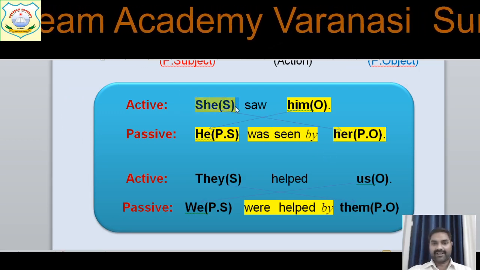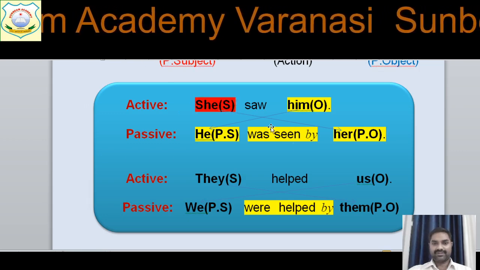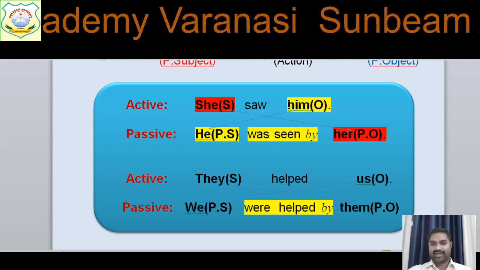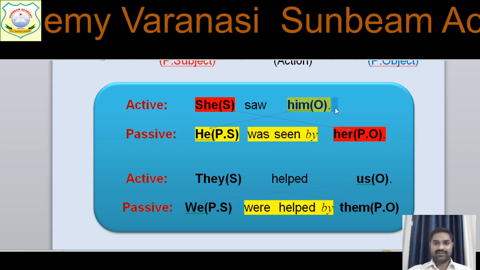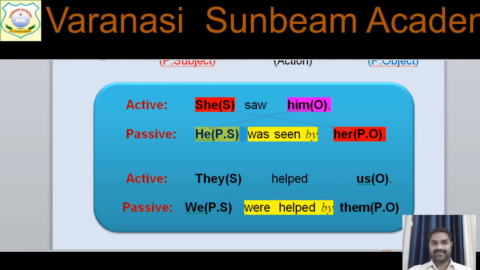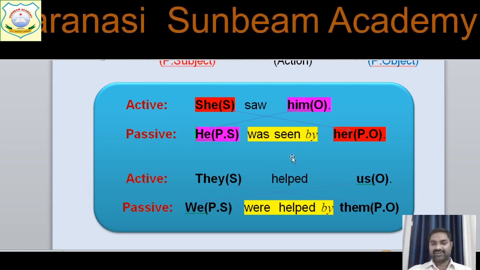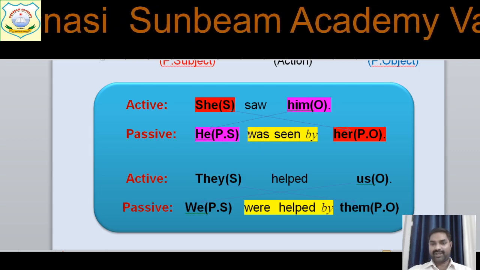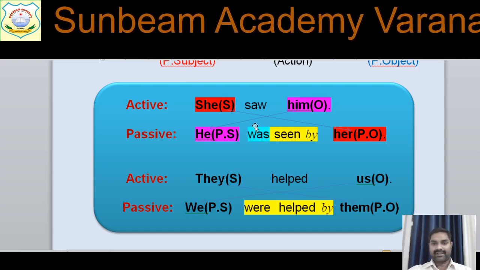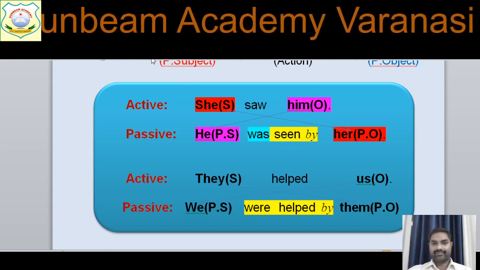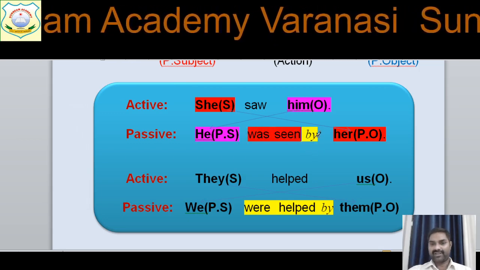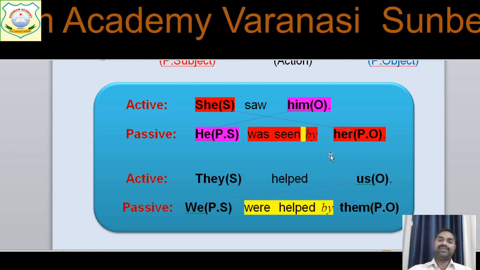The subject of active voice, highlight this color, becomes the object of passive voice, and the object of active voice becomes the subject of passive voice. Now these are the changes. Between these subject and object you make use of a helping verb, and then you make use of the main verb in third form, and then you use the preposition by. These are the things that you do.